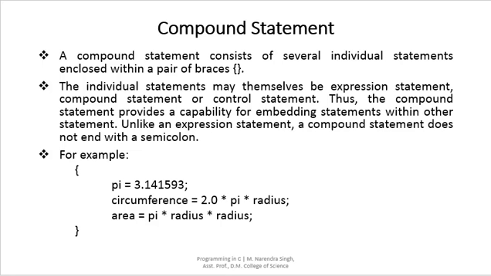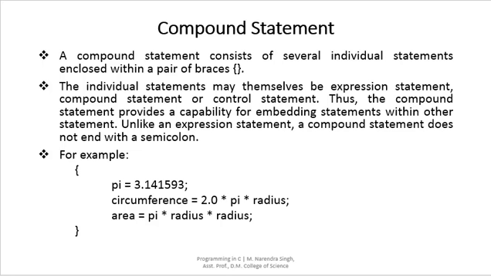The second kind of statement is the compound statement. A compound statement consists of several individual statements enclosed within a pair of braces. The individual statements may themselves be expression statements, compound statements, or control statements. Thus, the compound statement provides a capability for embedding statements within other statements. Unlike an expression statement, a compound statement does not end with a semicolon.